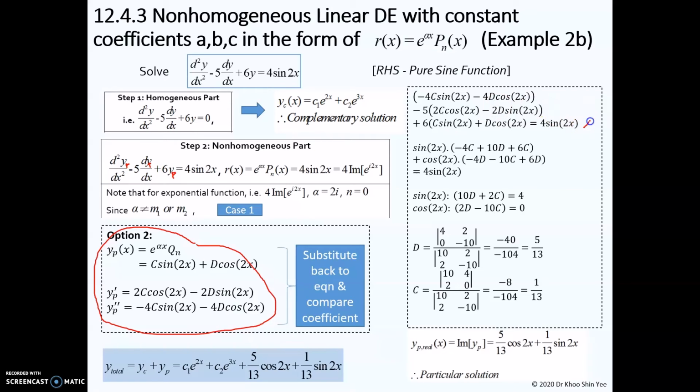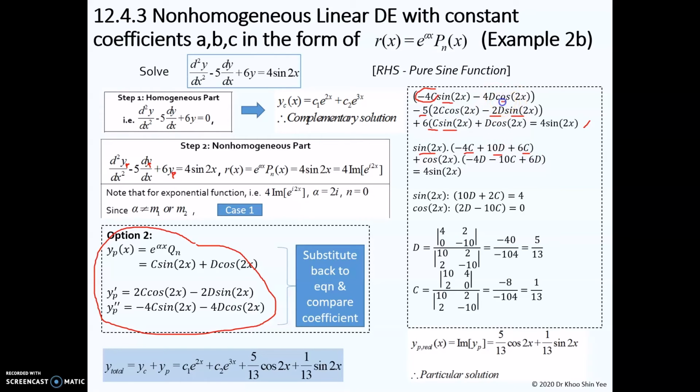Then you should obtain this equation. So we continue to collect the term for the sine 2x. The coefficient is negative 4c. Negative 5 multiplied with negative 2d, you obtain 10d. And lastly, you have 6c here.